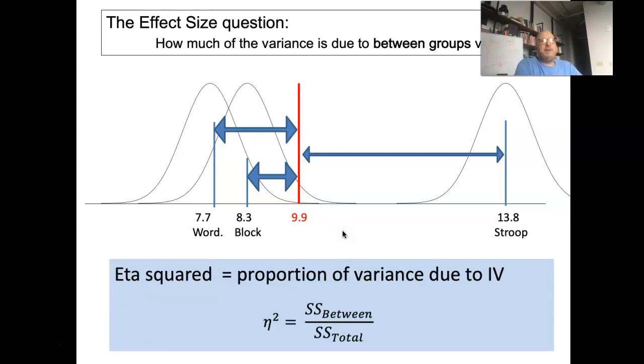So the statistic we use there is called eta squared. This is the Greek letter eta, lowercase, and it's squared because it's dealing with sums of squares. And you can see this is just a basic proportion. It says, here's how much sums of squares we have in our study. Here's how much we have because these means have split up.